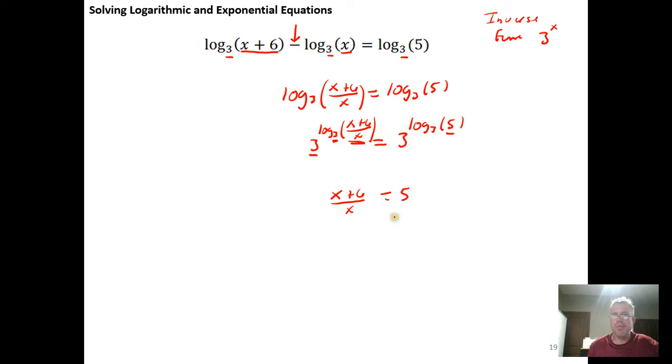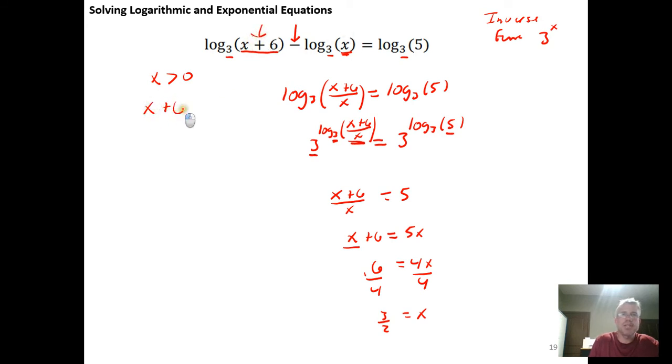And now it looks like I can multiply both sides by x to get 5x equals x plus 6. I'm just trying to get x by itself, so I'm going to subtract x from both sides. And I'm going to divide both sides by 4, which simplifies to 3 halves equals x. And notice that that's going to be in the domain, because for this logarithm I see that x has to be bigger than 0 to be positive real numbers going inside there. And to get positive real numbers inside of there, I need x plus 6 to be greater than 0, which means x has to be greater than negative 6. The more stringent restriction is that x has to be bigger than 0, and 3 halves is bigger than 0, so life is good.